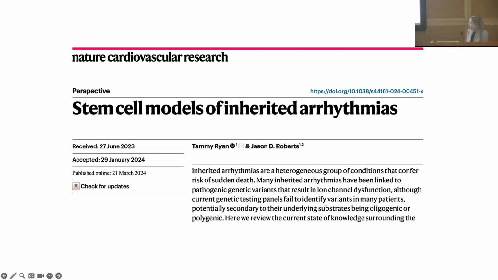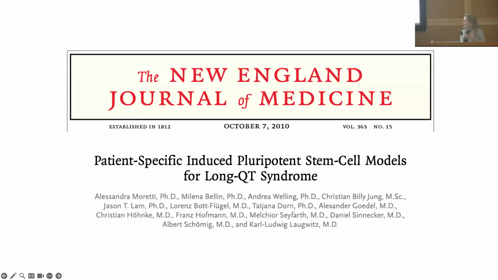So I've been thinking for the last little while about how iPS cells might be able to contribute to this. And certainly there's been some work done by various groups around the world to try to better understand these conditions in the human context. And I wrote a review about this with Jason Roberts that was published last year. Interestingly, long QT was actually one of the first diseases that was modeled in iPS cells. So this paper is 15 years old now. This came out very shortly after the paper that actually derived iPS cells.